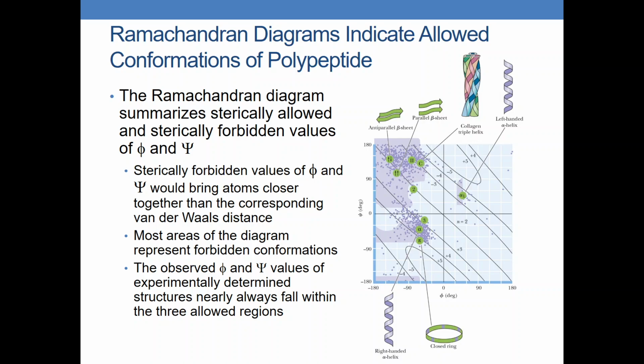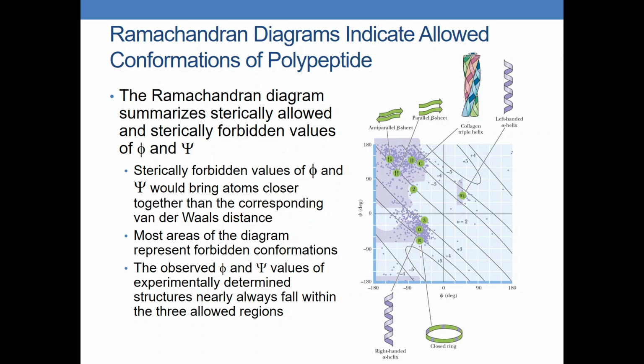So how do we assess sterically allowed versus sterically forbidden phi-psi combinations? Well, if you remember, every peptide bond in a polypeptide is going to have a distinct phi and psi value that corresponds to the dihedral angles for each of those characteristic bonds.